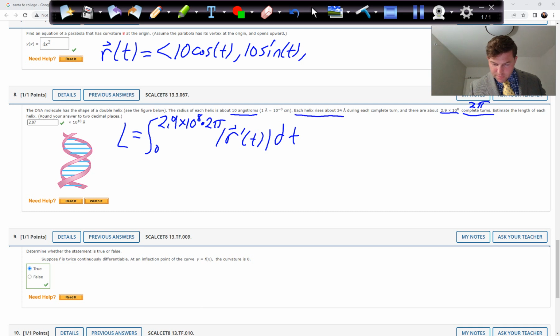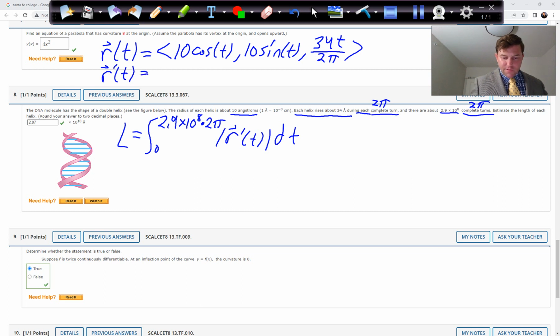Each helix rises about 34 angstroms during each complete turn. So that would say 34 angstroms times the t value divided by 2 pi per each turn. Per each turn is 2 pi, so you're dividing by 2 pi. So that's the radius vector. That's the hardest thing to derive. So once we get that, the derivative is actually not too bad. The derivative of cosine is minus sine, so it's minus 10 sine t. Derivative of sine is cosine, so it's 10 cosine t. And the derivative of 34t over 2 pi is just 34 over 2 pi.